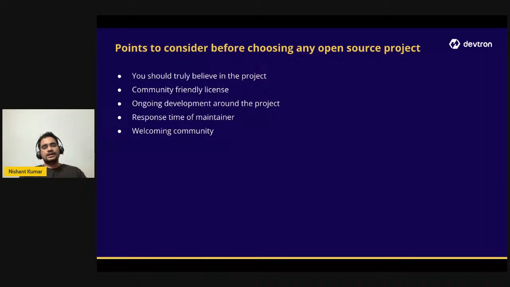The second thing is licensing: how friendly their license is. Is it community friendly? Is it developer friendly? Third is ongoing development around the project, whether the project is actively being developed, the community is vibrant, and a lot of development is going on. Next is the response time of the maintainers. Are they still actively involved in the project, and are they responding to you on time? This shows whether they value the community's opinion and the problems the community is facing. And what type of community is it, a welcoming community or a denying community? It's important that you choose the community where you enjoy.